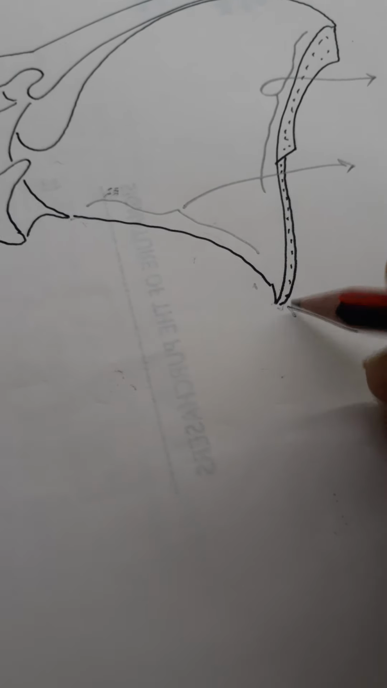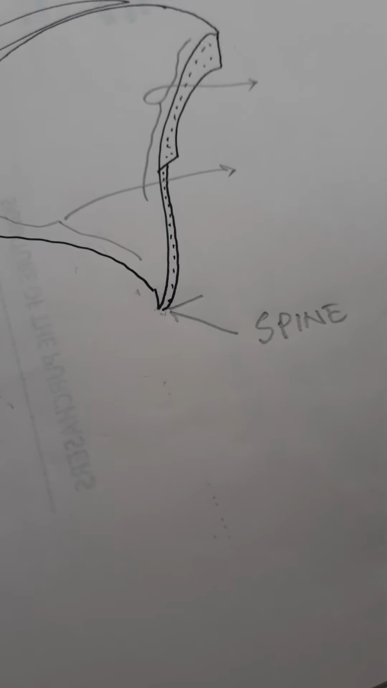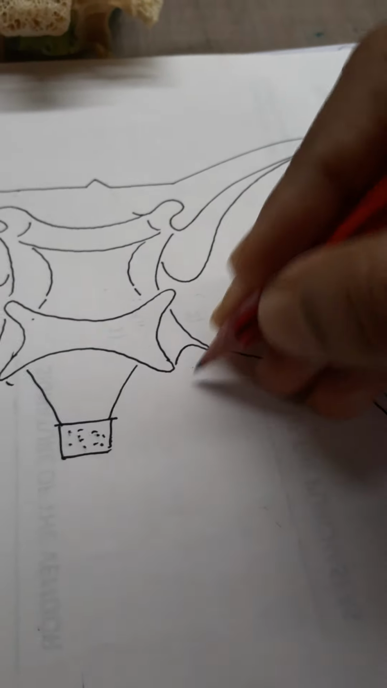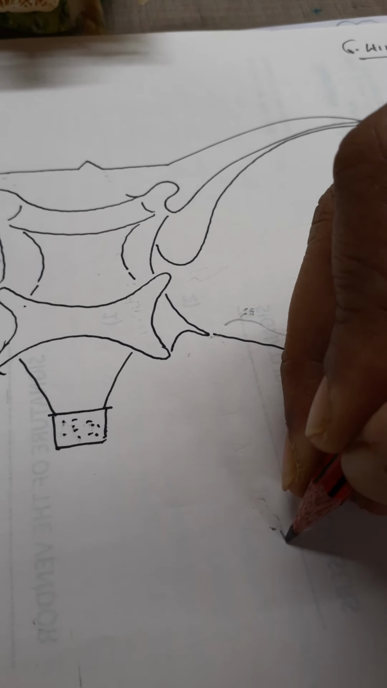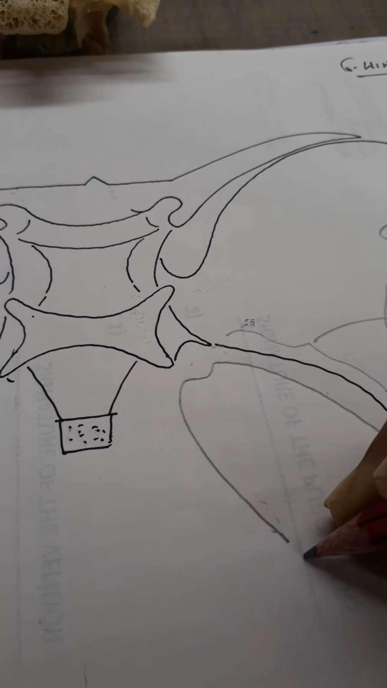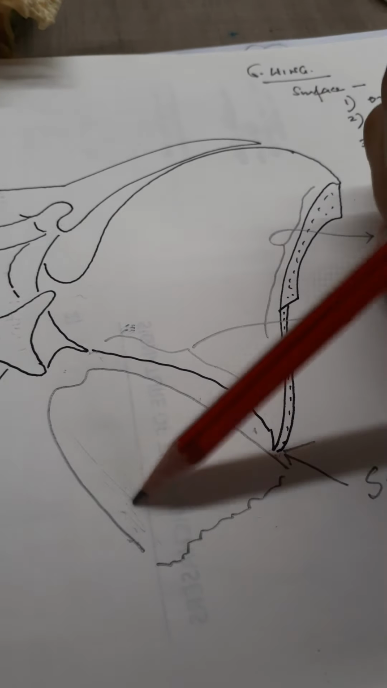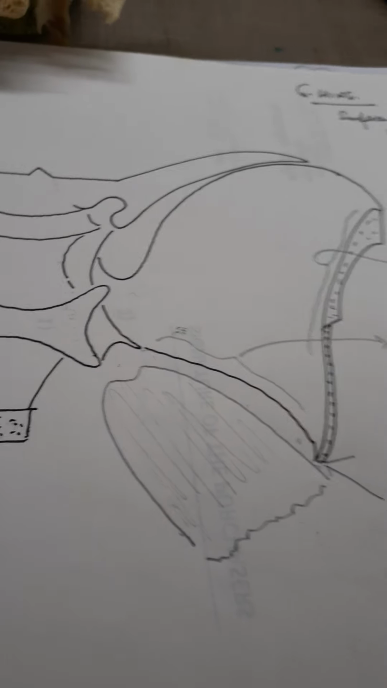Both the borders meet at a projected part, and this projected part is called the spine of sphenoid. This posterior border intends to articulate with the petrous part of the temporal bone.